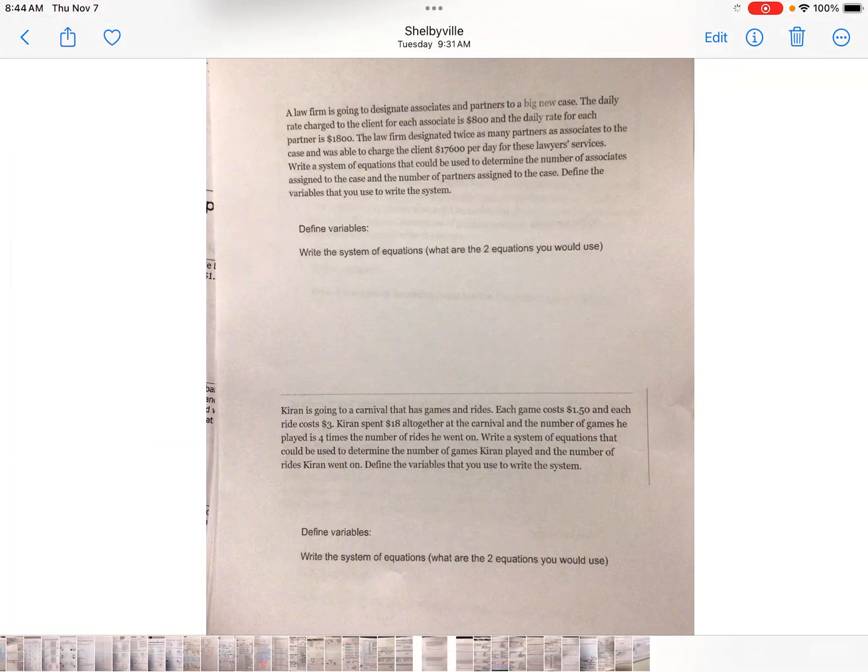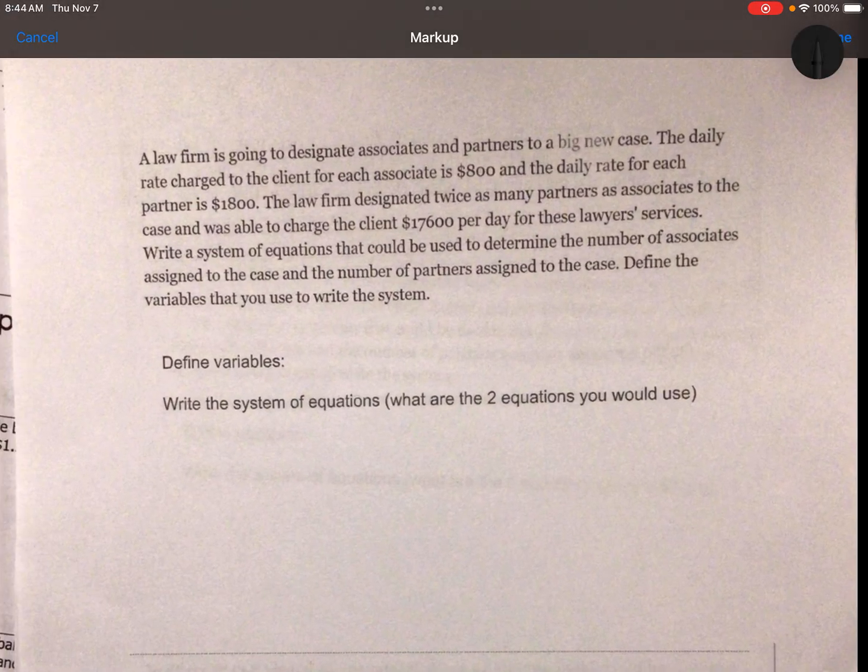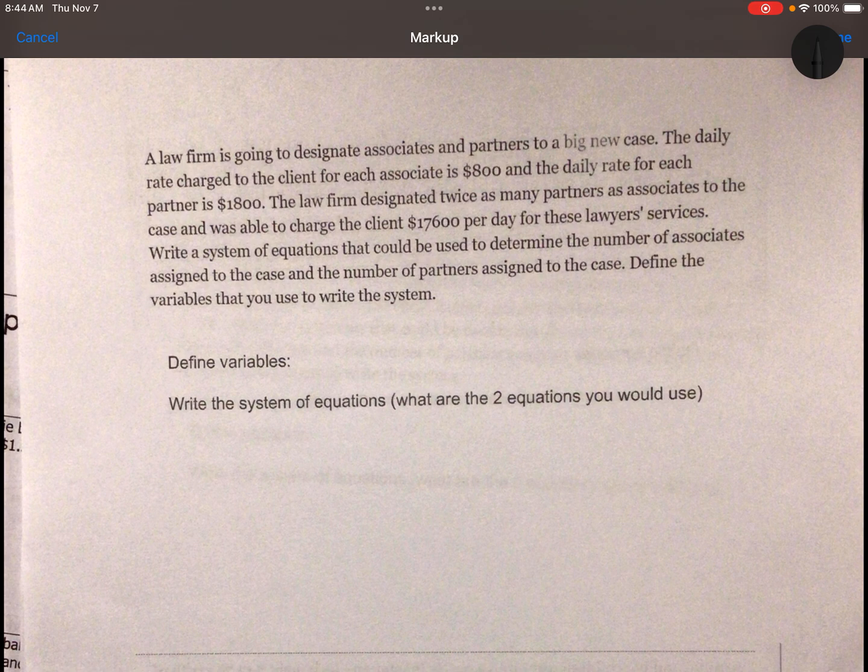It looks like this. So we want the side that says law firm first. It looks a little bit different, so I want to make sure you know how to set this up. A law firm is going to designate associates and partners to a big new case. The daily rate charged to the client for each associate is $800, and the daily rate for each partner is $1,800. The law firm designated twice as many partners as associates to the case and was able to charge the client $17,600 for the days.